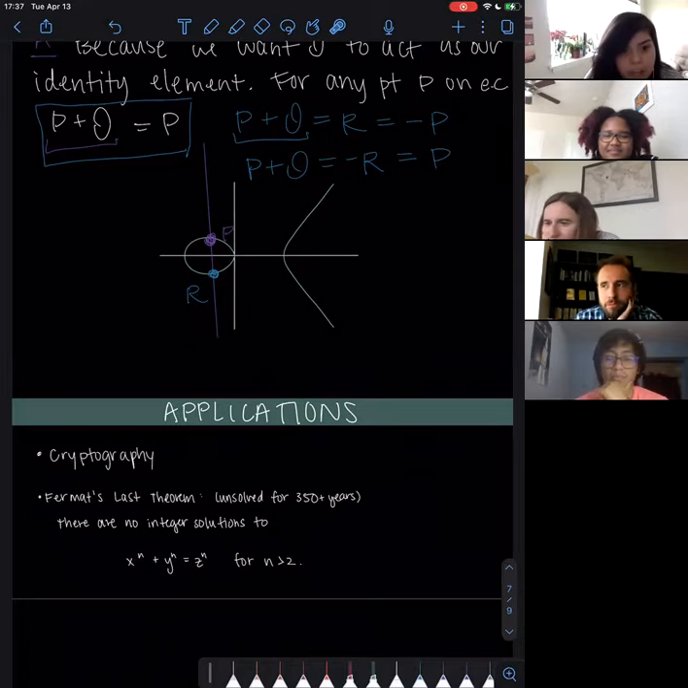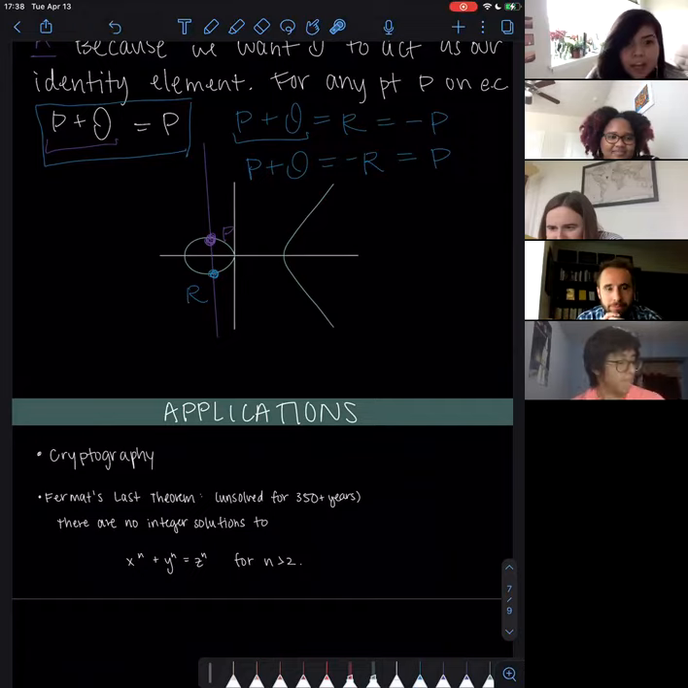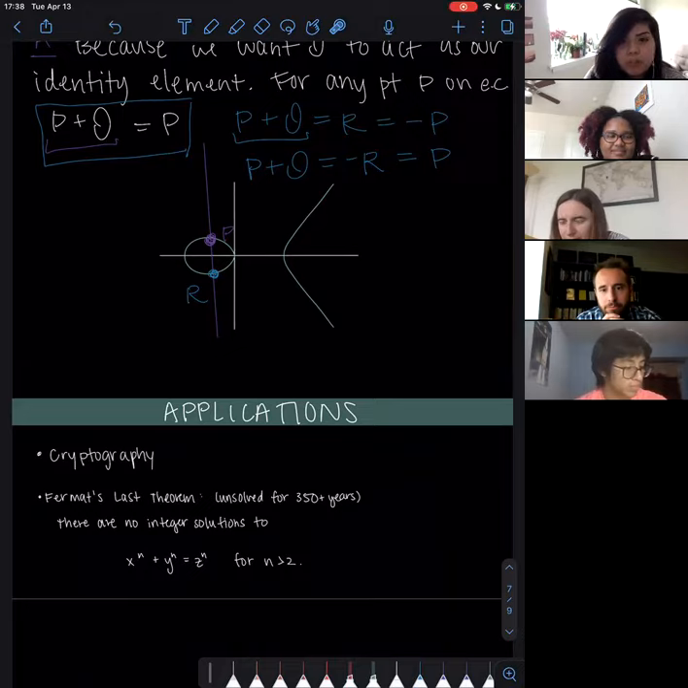And a second way this was applied was with Fermat's last theorem, which states that there are no integer solutions for x to the n plus y to the n equals z to the n for n greater than 2. This was a big unsolved conjecture for over 350 years. And there's a lot more to it, but one piece of it is that they had to study elliptic curves and modular curves to have the machinery to be able to prove that theorem.